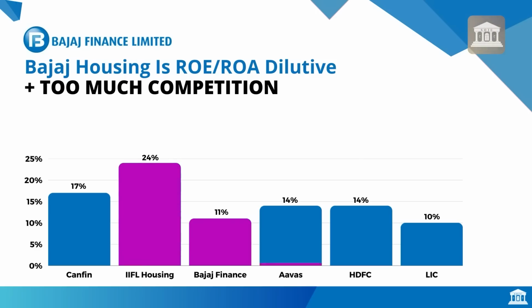Whereas if you look at Aavas, it is 14%, HDFC Limited it is 14%. But why the ROE for Bajaj Finance Housing Company cannot go beyond 20% is because, unlike IIFL Housing, which is in tier 3, tier 4 cities, and in very small average ticket size portfolio, that is you are giving loans below 15 to 17 lakh rupees, right?